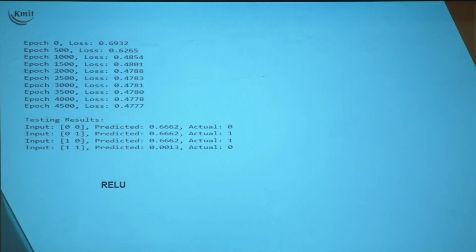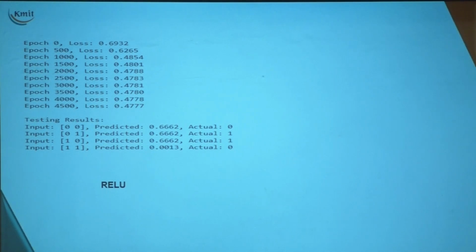Look there. First, what was the loss? 0.69, which means 70% loss, which means accuracy is only 30. After running for 500 epochs, is the loss reduced or increased? Reduced to what? 62, which means accuracy is how much? 38. After that, for 1000 epochs, the loss is reduced to 48, and the accuracy is around 52.